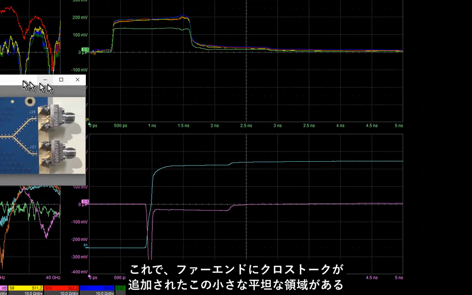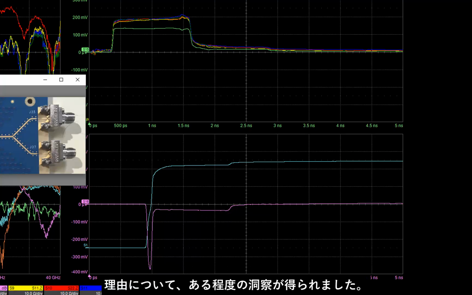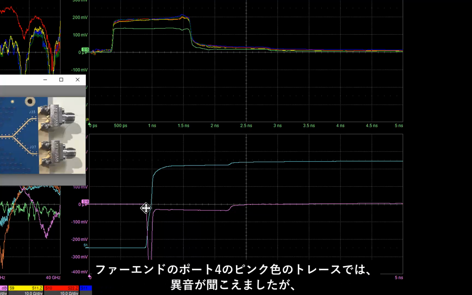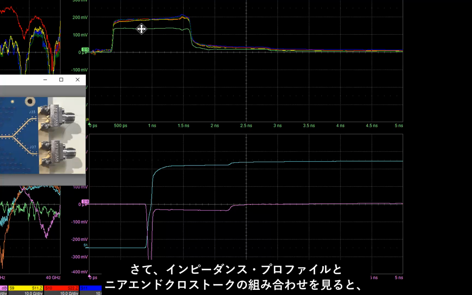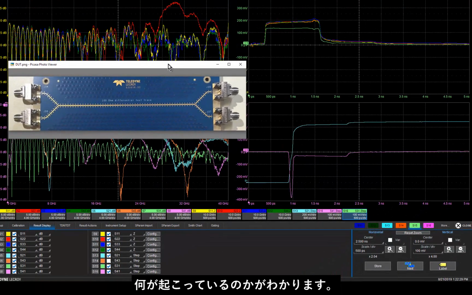And now we see some insight into why we have this little flat region of additional crosstalk looking at the far end. In the pink trace here, we're looking on port 4 at the far end. We saw the far end noise. Why do we get a little bit of something that looks kind of like near-end crosstalk? Well, now we see with the combination of the impedance profile and the near-end crosstalk, we see what's going on.